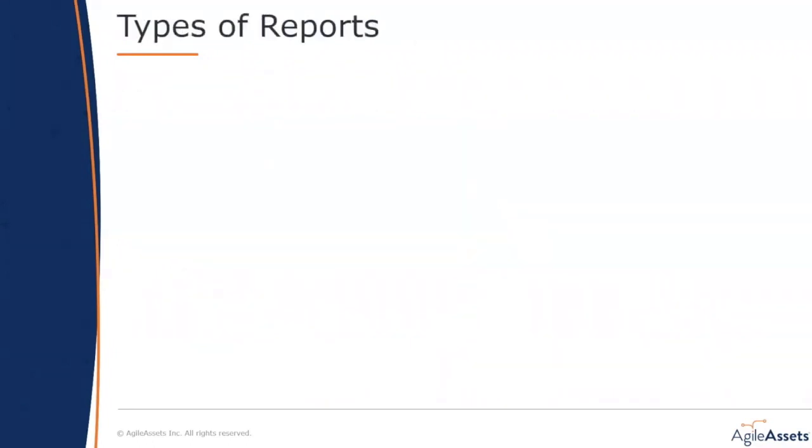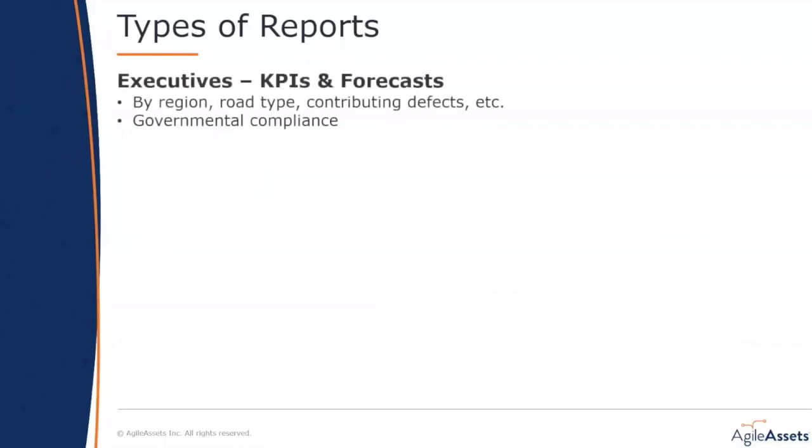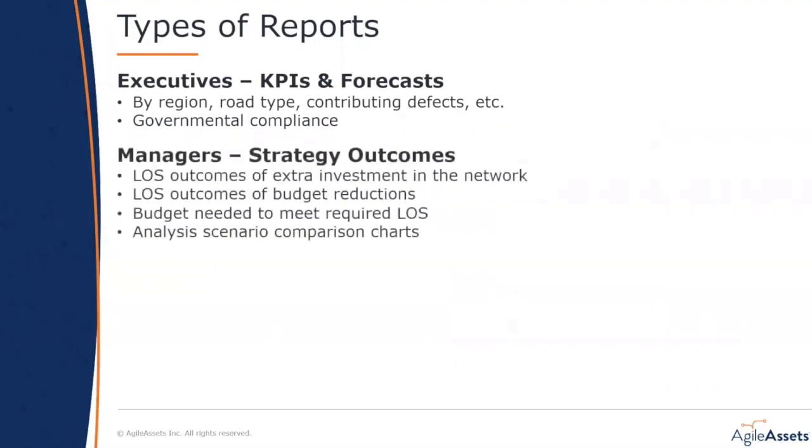So what are some types of reports that a typical agency might see? At the top executive level, you might have KPI and forecast level reports. You can break these down by region, road type, contributed defects, etc. And then, of course, as mentioned in the previous slide, the reports that show you your compliance with any governmental regulations. The next level, you might have managers and strategy-based reports.